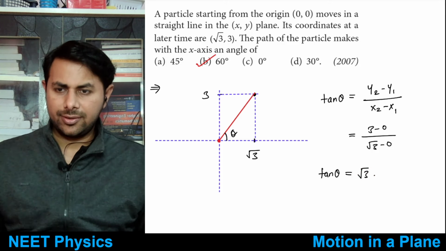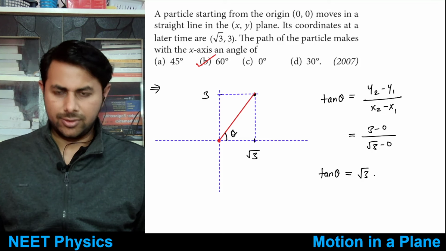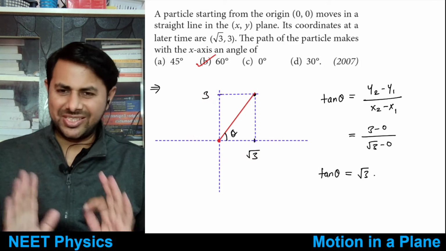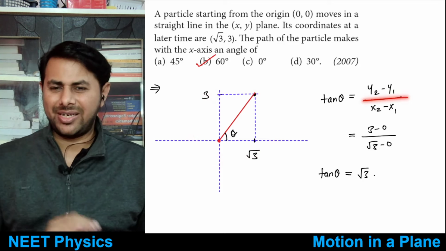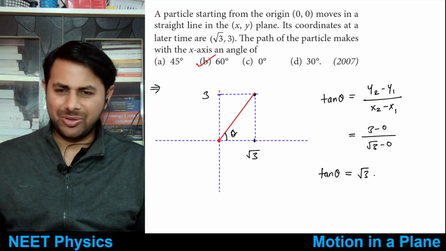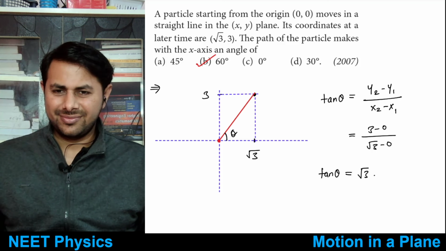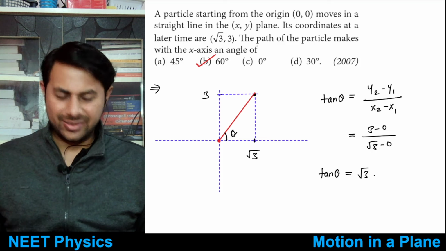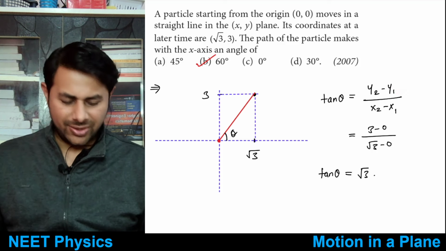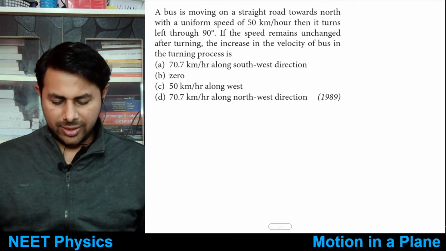Okay, so this is clear. You don't need to draw the diagram. You will just say tan of theta is equal to y2 minus y1 divided by x2 minus x1. Just remember the basics, and from that you can solve it quickly. All right, let's see the next one.